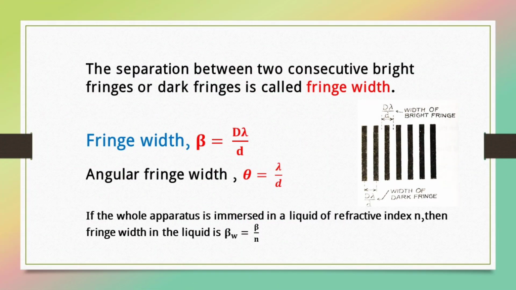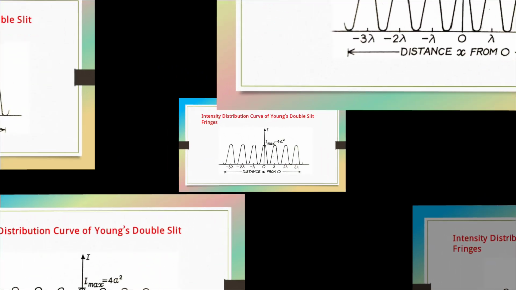The separation between two consecutive bright fringes or dark fringes is called fringe width. The mathematical expression of fringe width is beta equal to capital D lambda by small d. The expression of angular fringe width is theta equal to lambda by small d. If the whole apparatus is immersed in a liquid of refractive index small n, then the fringe width in the liquid is beta suffix w equal to beta by n.